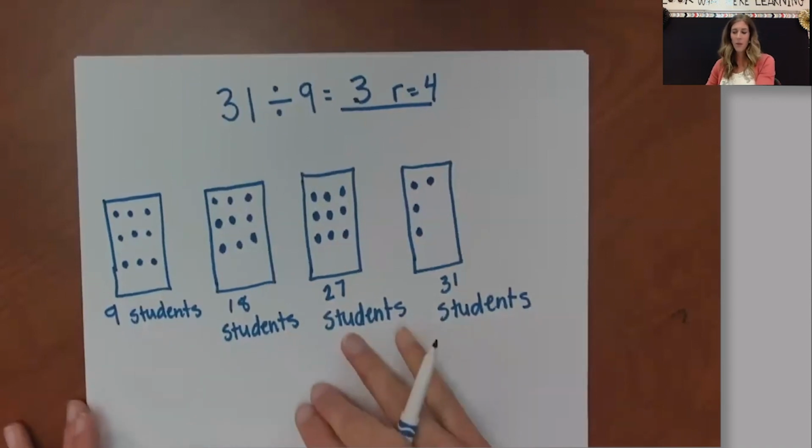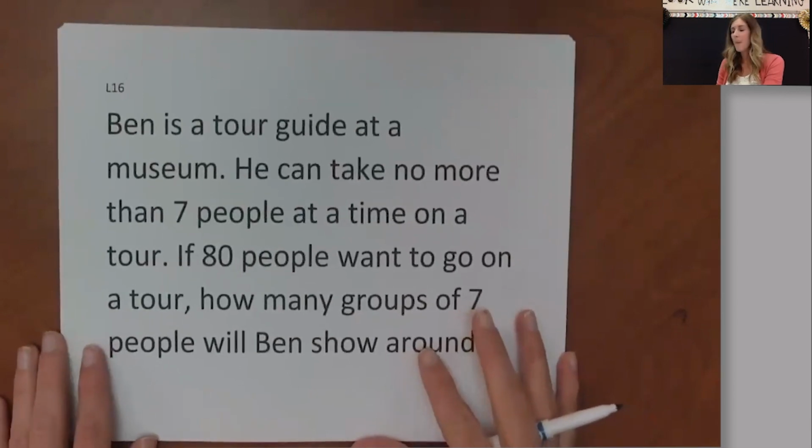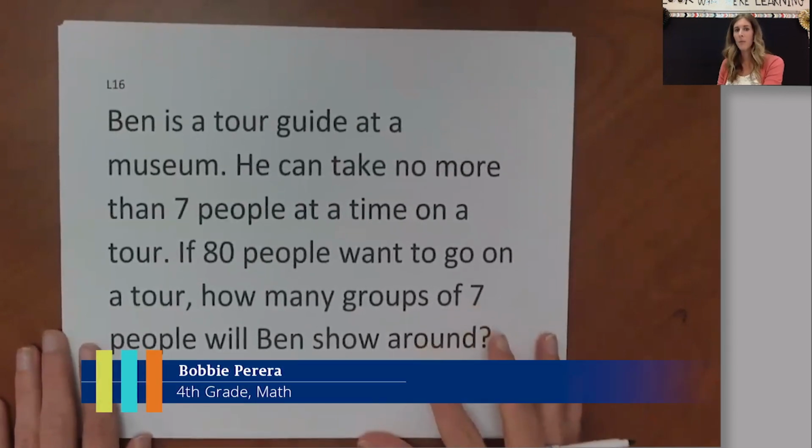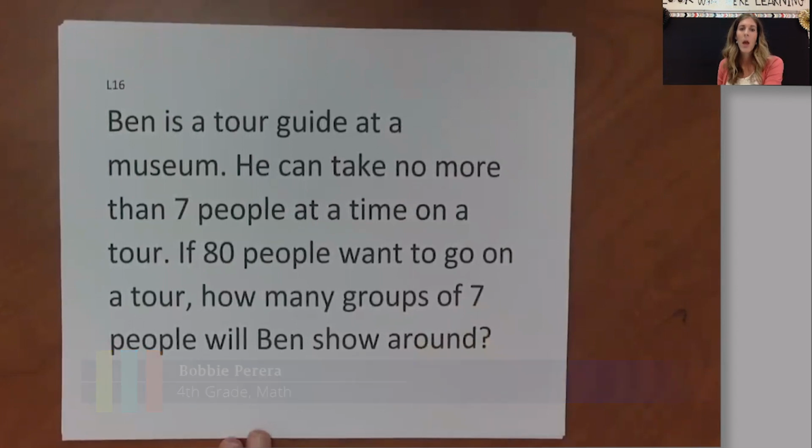Okay, let's look at another problem. Read along with me. Ben is a tour guide at a museum. He can take no more than 7 people at a time on a tour. If 80 people want to go on tour, how many groups of 7 people will Ben show around?